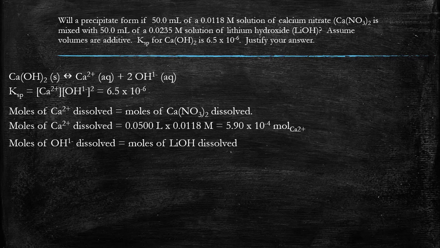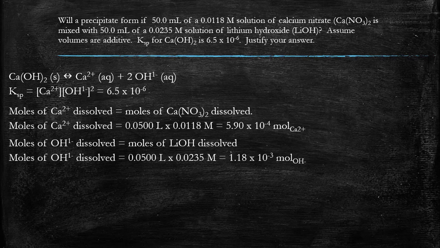For the moles of hydroxide dissolved, that will be equal, because of stoichiometry, to the moles of lithium hydroxide dissolved. So the moles of hydroxide dissolved are 0.05 liters times the molarity of the lithium hydroxide, and that comes out to be 1.18 times 10 to the minus 3 moles of hydroxide ion. The total volume, because things are additive, is 0.100 liters.